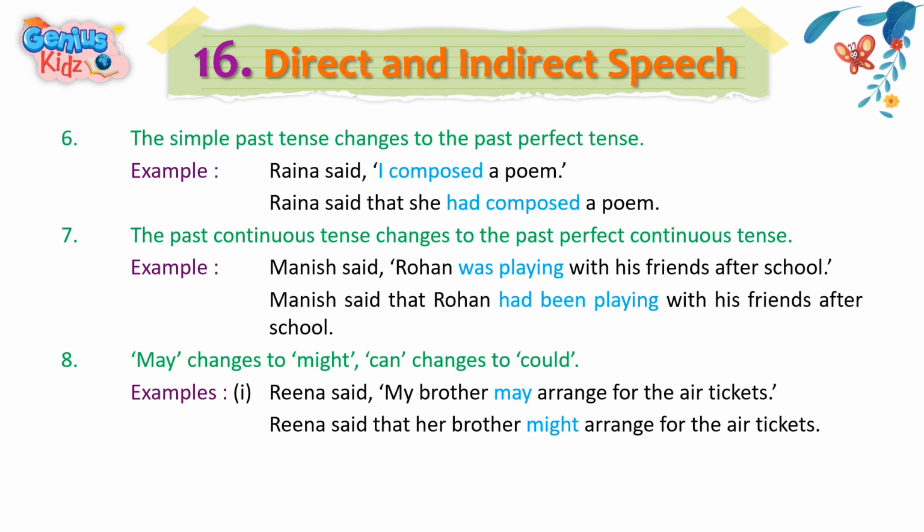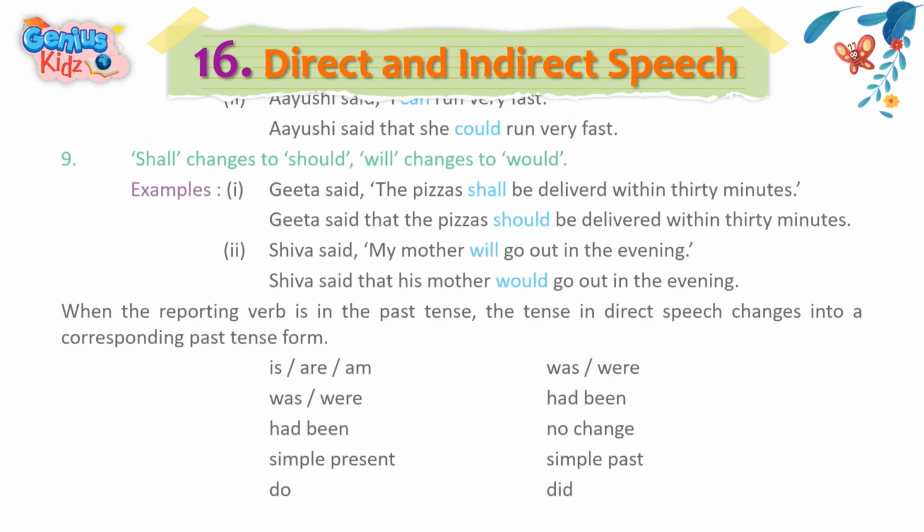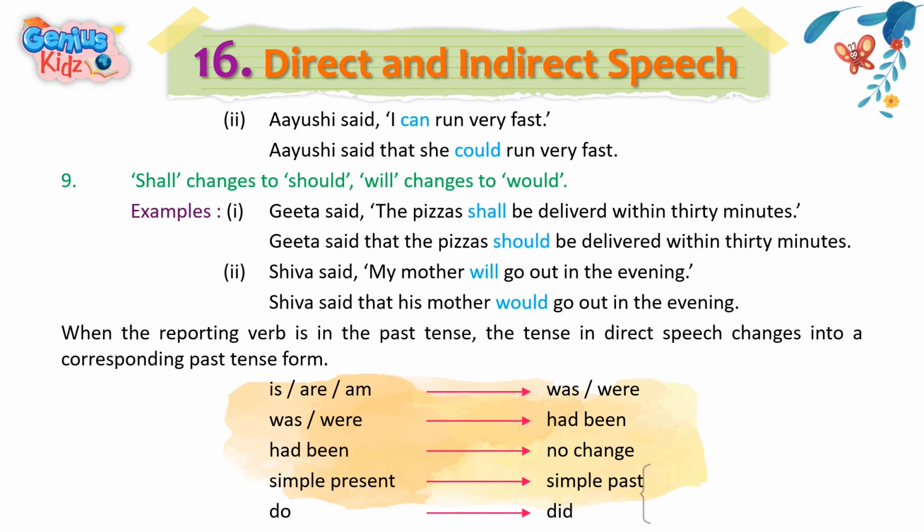8. May changes to might, can changes to could. Examples, 1. Reena said, "My brother may arrange for the air tickets." Reena said that her brother might arrange for the air tickets. 2. Ayushi said, "I can run very fast." Ayushi said that she could run very fast.